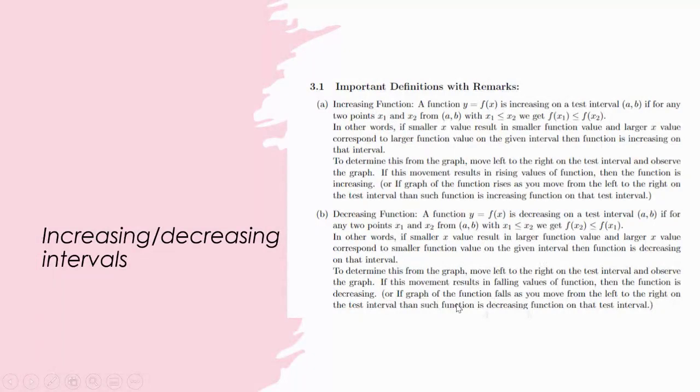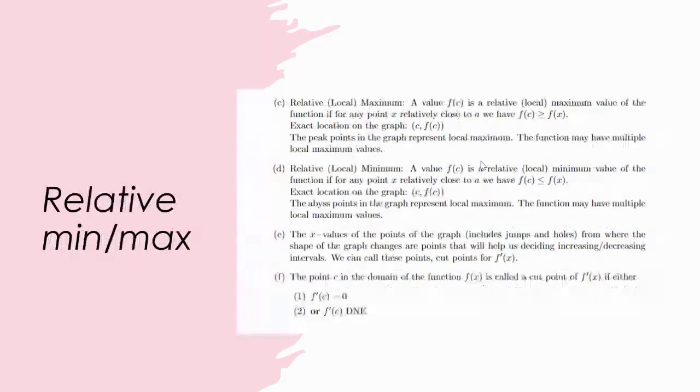So I know this is a lot of words, but I will definitely simplify it down. So, increasing function. When you're looking at a graph, moving from the left to the right, and you observe the graph, if the y values are increasing as you move through your x values, that means the function is increasing. But if you see that the y values are decreasing, that means it's a decreasing function. So that's kind of all you need to know here. And then we'll go into relative min or max.